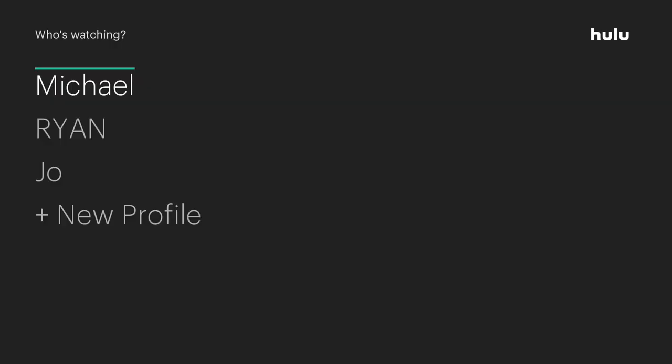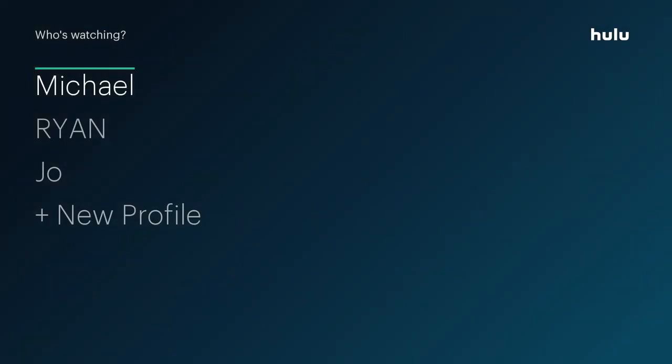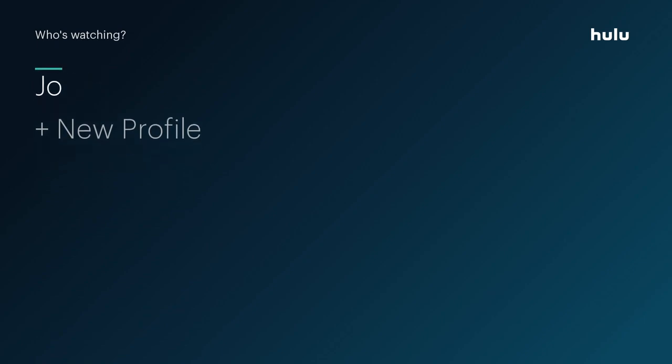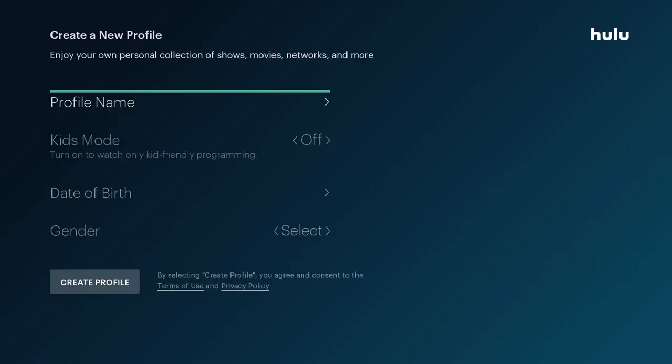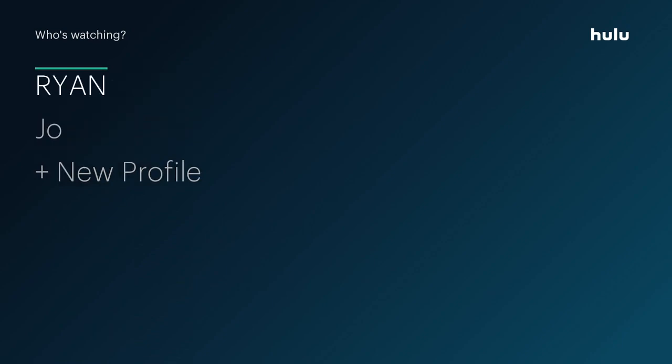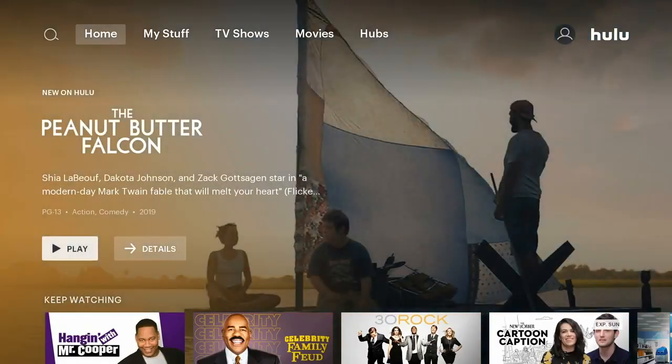And here we are. It's about to load. There we go. And here it is. You see that the profiles are the same as they ever were. If you would like to add a new profile, you can do so right here by selecting a name, selecting whether it's kids or adults, and then putting in the information as far as date and gender. It's not going to change that much about what you see, but it's kind of like Hulu just wants the information as to who's watching.